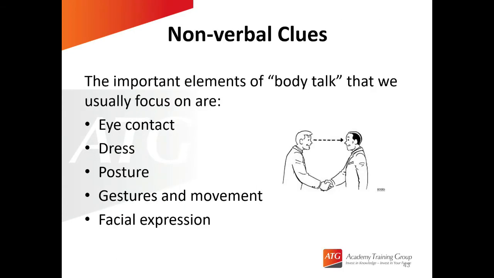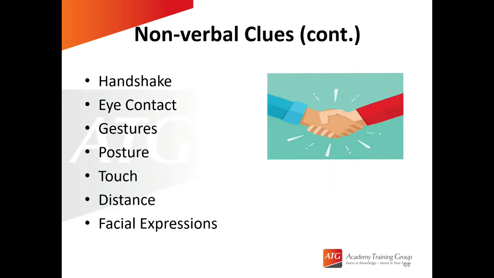The non-verbal cues are, for example, the body talk that we use, the way we use our eye contact, how we dress, our posture, the gestures and movement, as well as our facial expressions. Also the way we shake hands, touch, and the distance we keep.